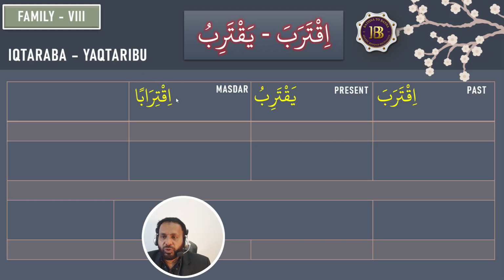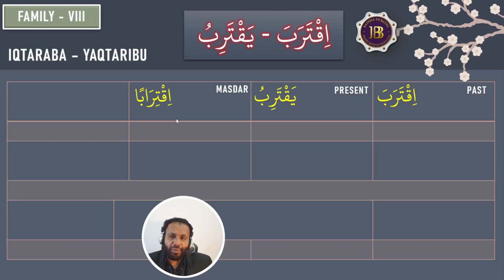Even though the word says iqtaraba, the roots are qaf, ra, and ba. If you figure out the roots, then the attention should immediately turn to the remaining letters, because those form the pattern. Apart from the root letters, whatever exists is going to be always there with each and every word in this family.